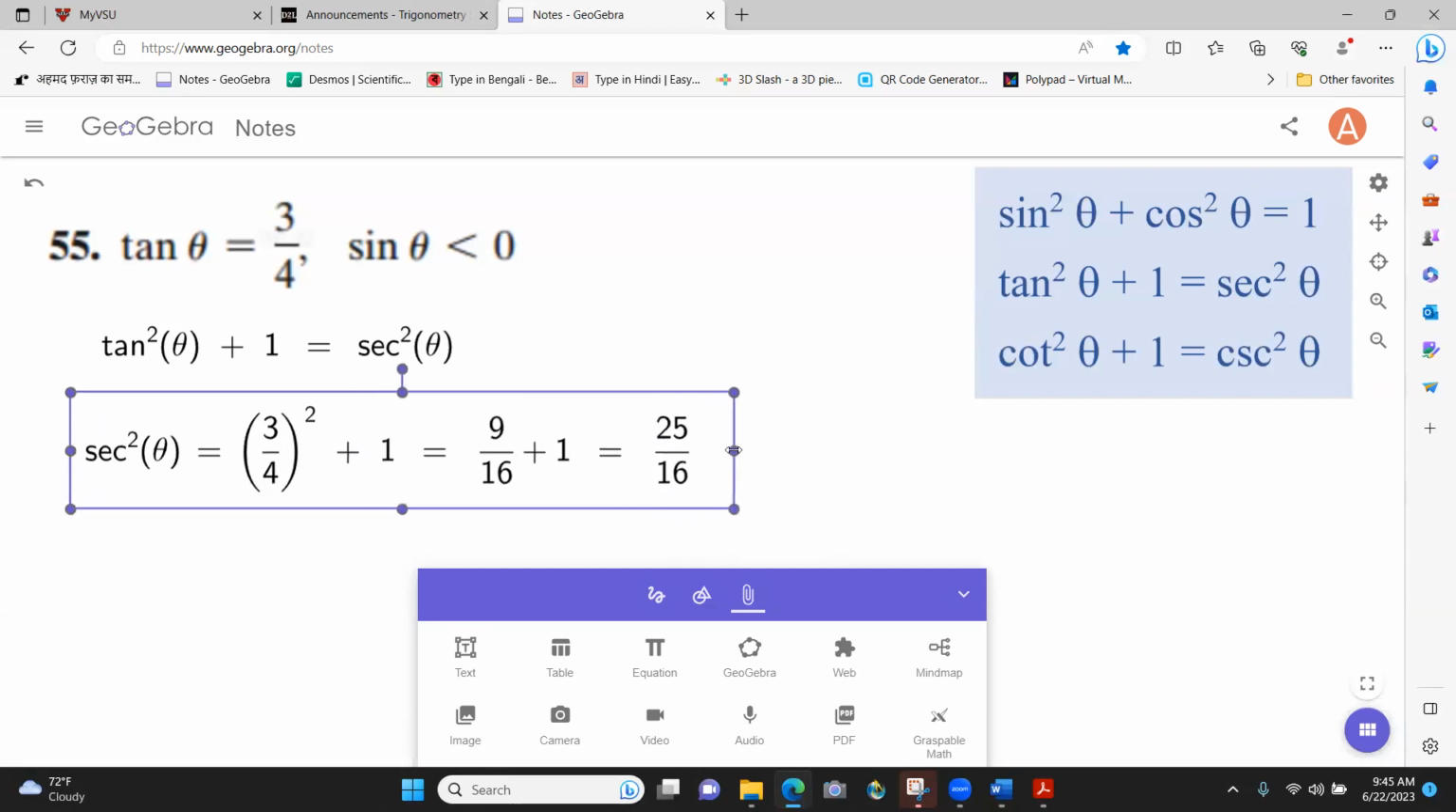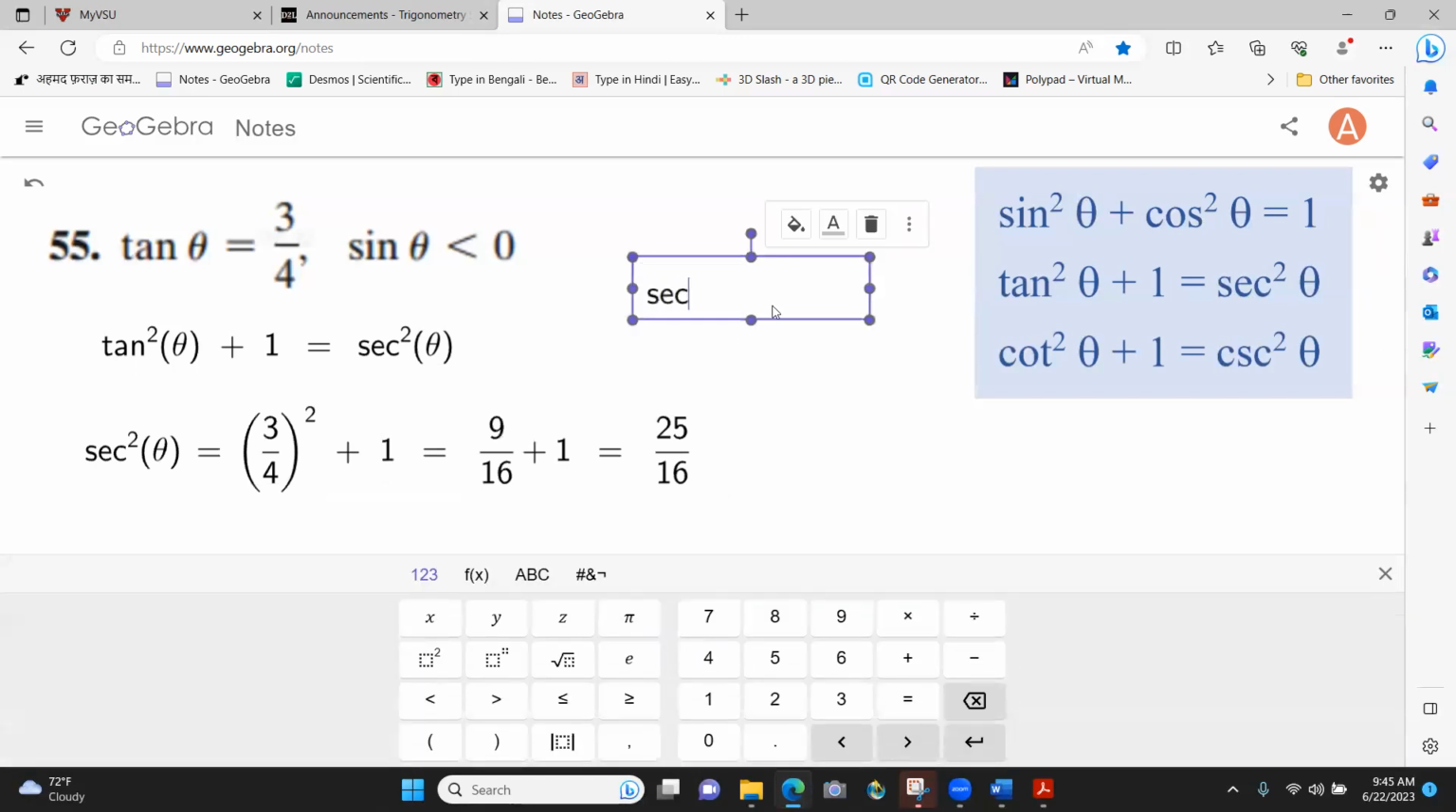In order to get the value of secant theta, you will take the square root of both sides. I'm going to do it here. I'm going to drag it down in a second. Okay, guys? So when I take the square root of 25 over 16, I will take the square root of the numerator, which is 5, divided by the square root of 16. Now, I am going to put a plus minus sign.